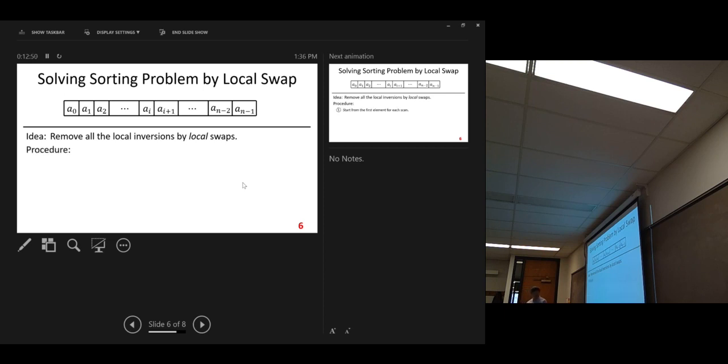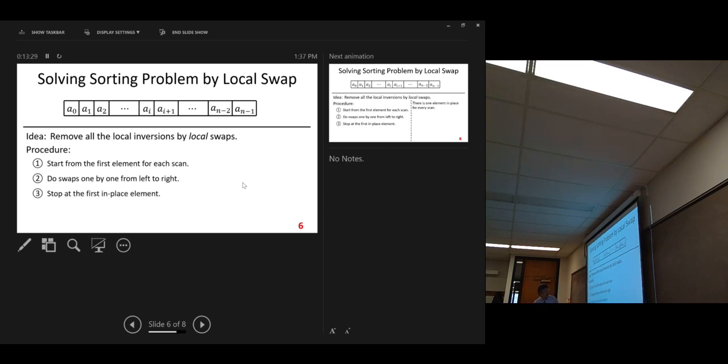Procedure. Step 1: start from the first element for each scan. Every time you scan the array, you start from the first element. When you do your scan, do swaps one by one from left to right, if necessary. So you check two adjacent elements. If you find an inversion, you do a swap. Otherwise, you don't. Step 3: stop at the first in-place element.